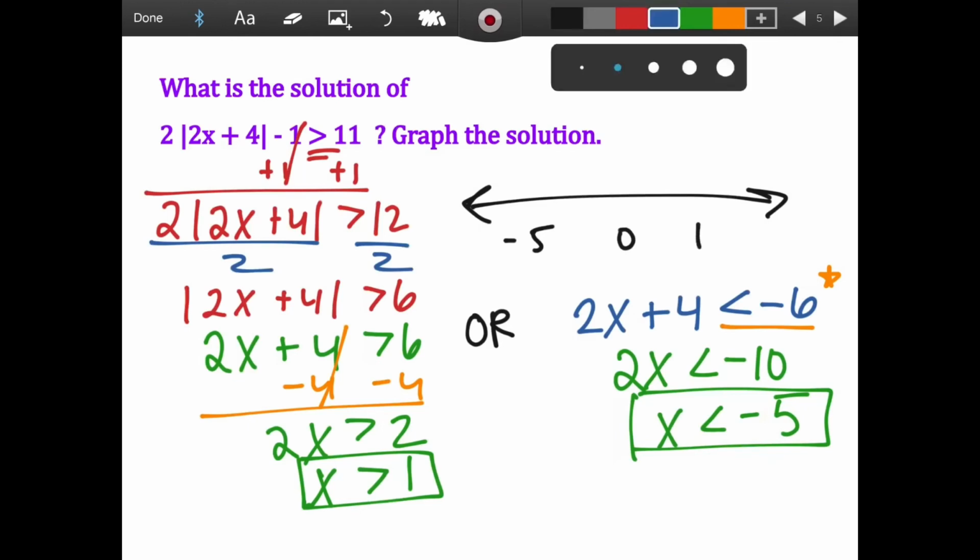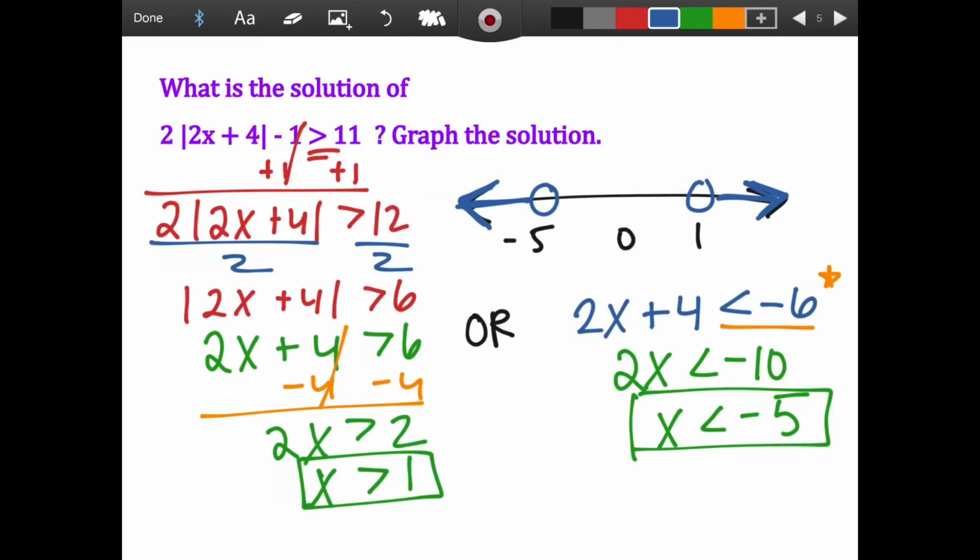Now, when we graph this on a number line, we have negative 5, 0, and positive 1. X is less than negative 5, so we have an open circle at negative 5, and we're shading everything to the left all the way to negative infinity. And x is greater than 1, so we have an open circle at 1, and we're shading everything to the right all the way to positive infinity.